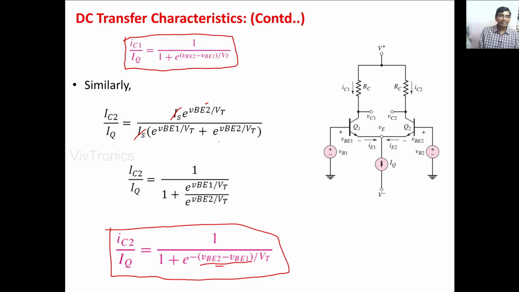Okay, so from these two equations, if you take this one as equation number 1 and this one as equation number 2, we can write the IC1 collector current and the IC2 current as IQ divided by this term. If you take IQ to the right hand side, IC1 will be equal to IQ divided by this term, and here IC2 will be equal to IQ divided by this term. We can express IC1 and IC2 in terms of the IQ current like this.